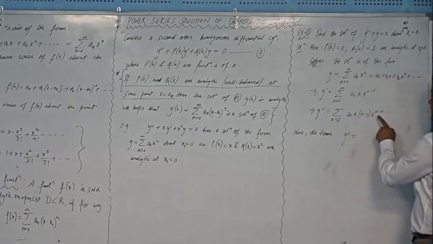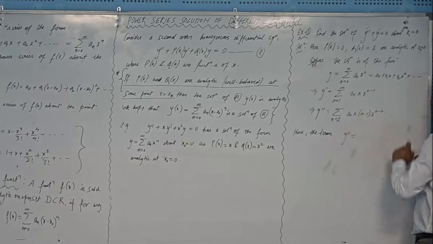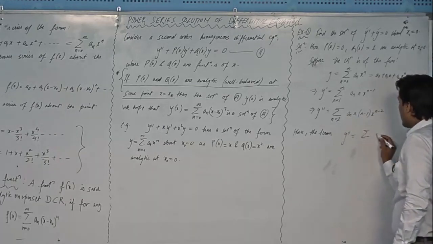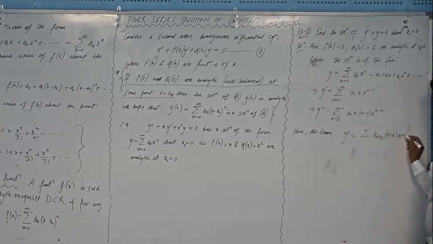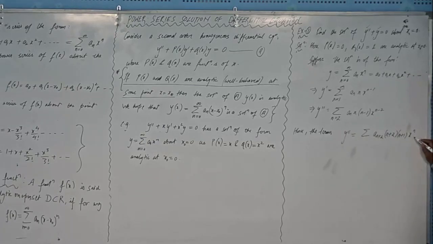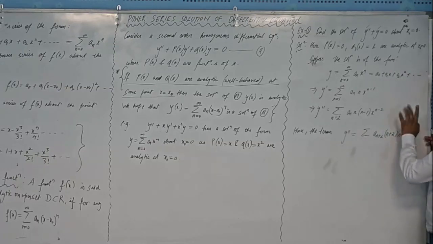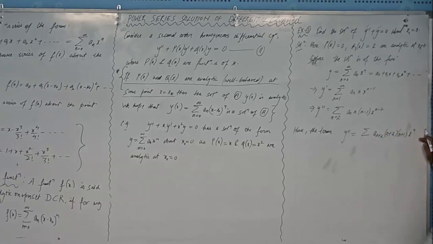How? I will actually scale up this series by replacing n by n plus 2, and it will become summation a n plus 2 times n plus 2, and this will become n plus 1 and x to the power n, right? Actually I needed x to the power n everywhere. In order to do comparison, I need x to the power n term in all terms. That is my goal in all of the numericals, right?